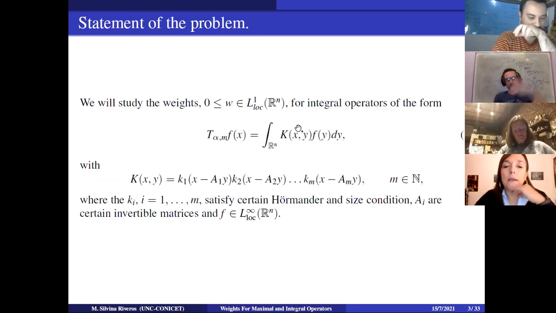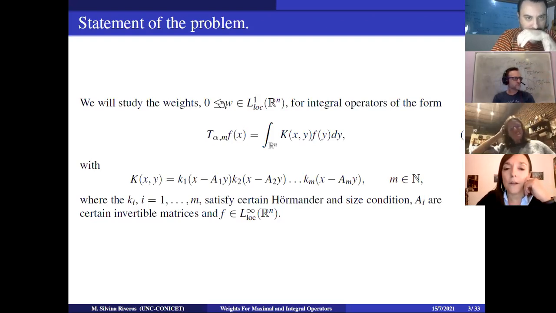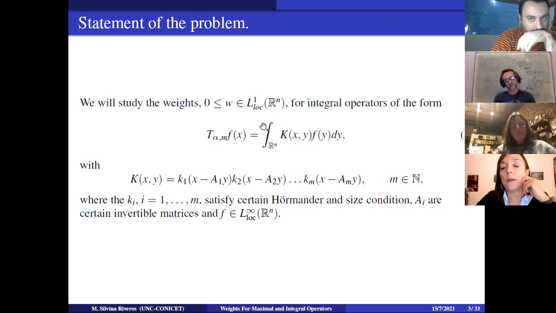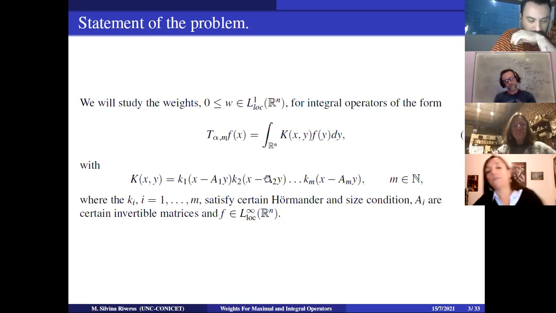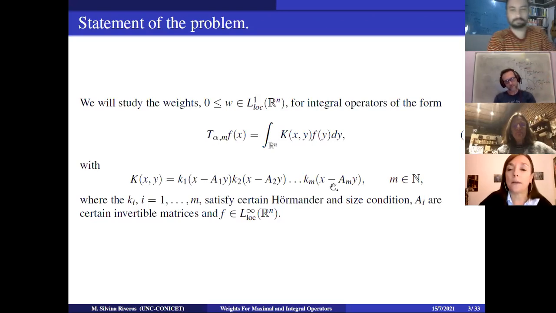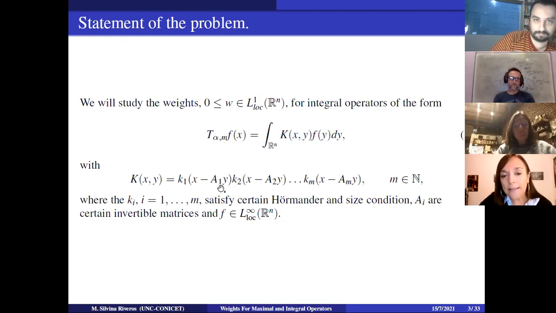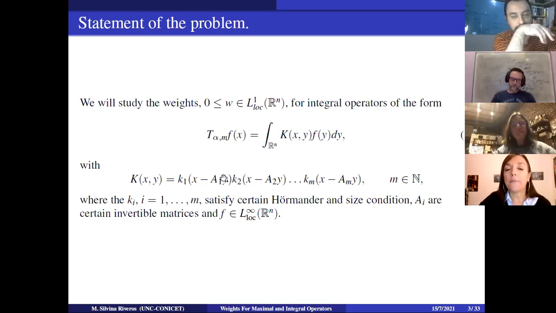Well, we will be studying weights that are, as Shelly talked about before, positive measures, and the operator that I will be considering is the following. We will integrate a function f with a kernel, and this kernel will be the product of different kernels, k sub 1 to k sub m. Observe that it's not a convolution, but inside each kernel a matrix n times n appears that will be invertible. These kernels will satisfy a certain Hörmander condition and size condition.